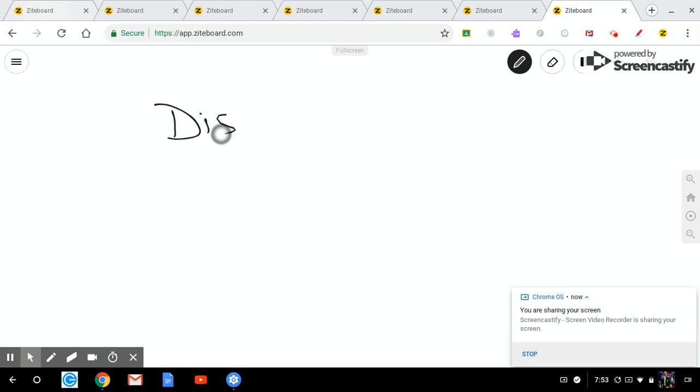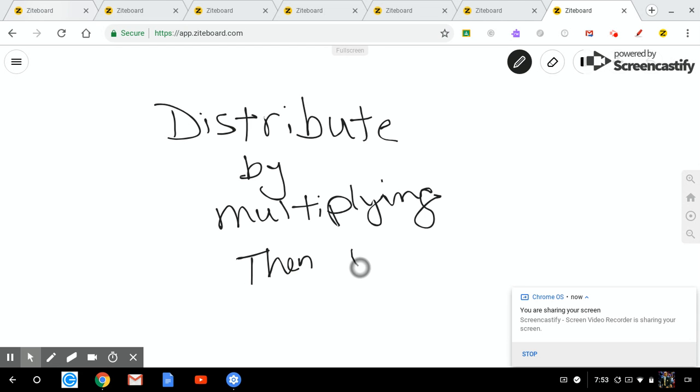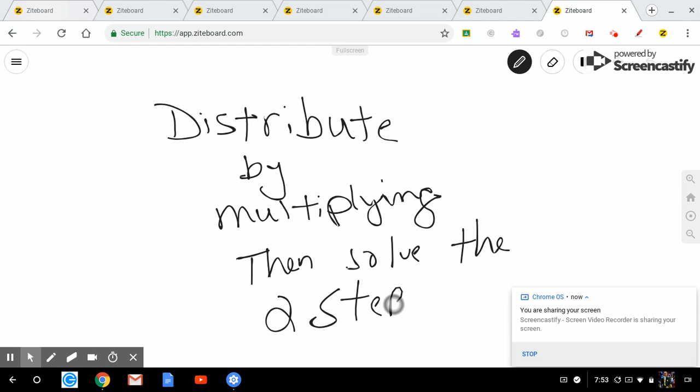distribute, all right, by multiplying, all right, then you just solve the 2-step. Okay. And we've been doing that for quite some time now.